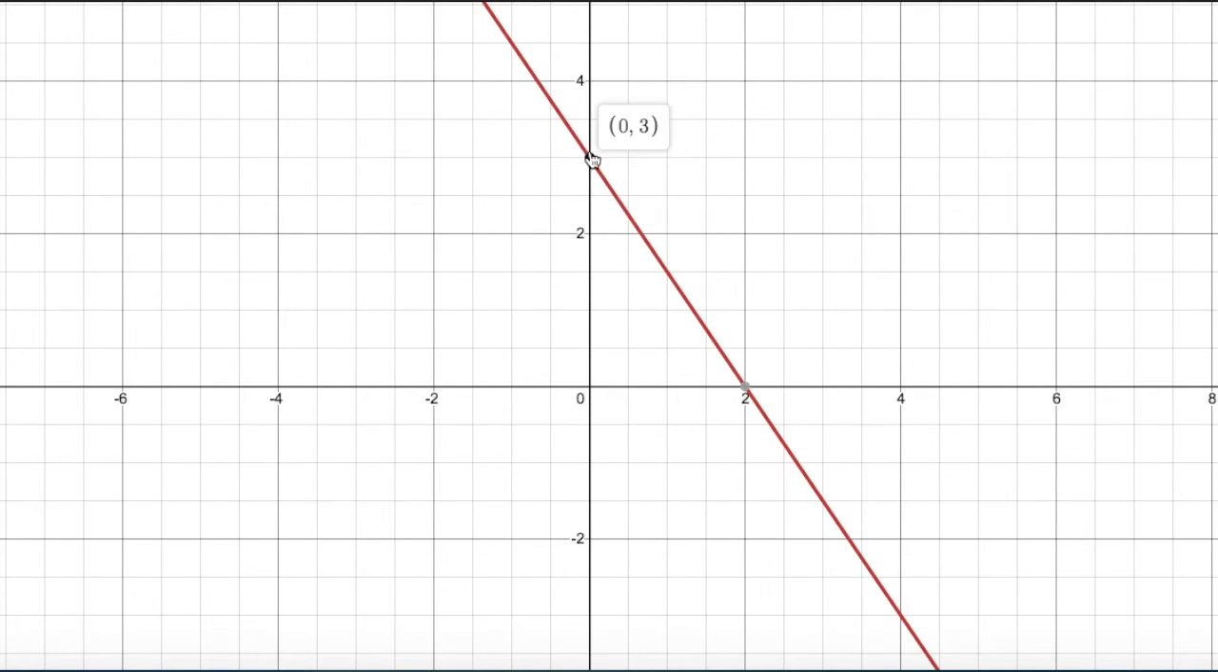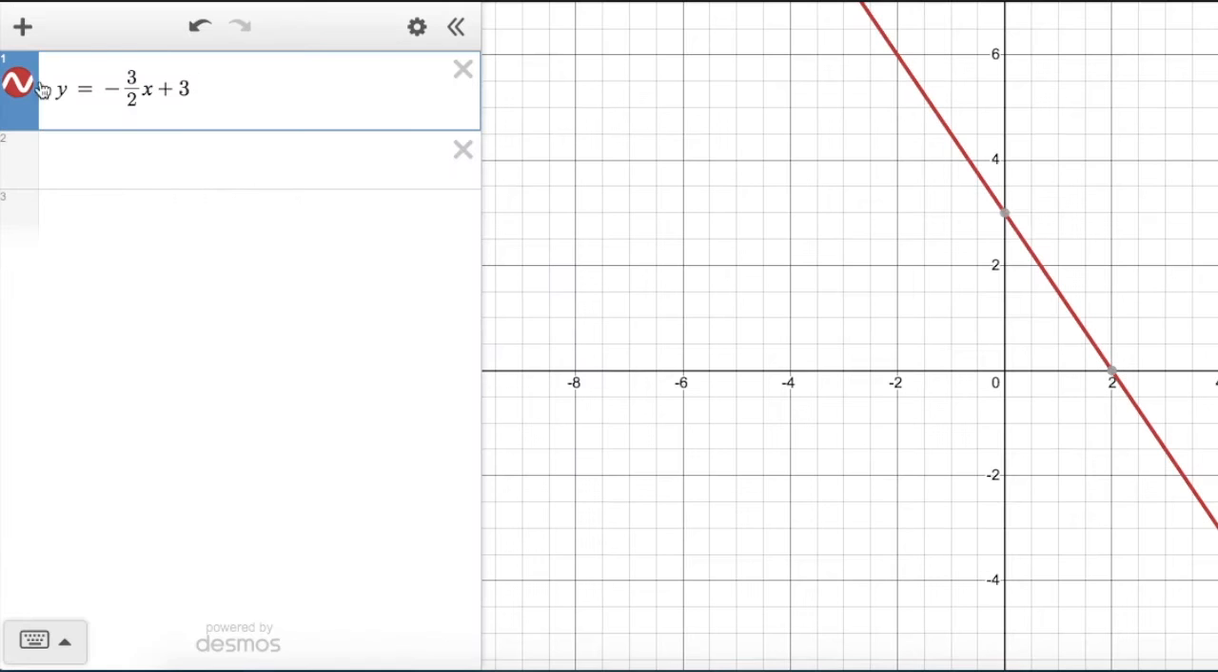So negative 3 will be your rise because it went down. And then 2 to the right, so your run is 2. Negative 3 divided by 2. So to clarify one more time, your slope is negative 3 divided by 2. And it'll be written right there in the equation.